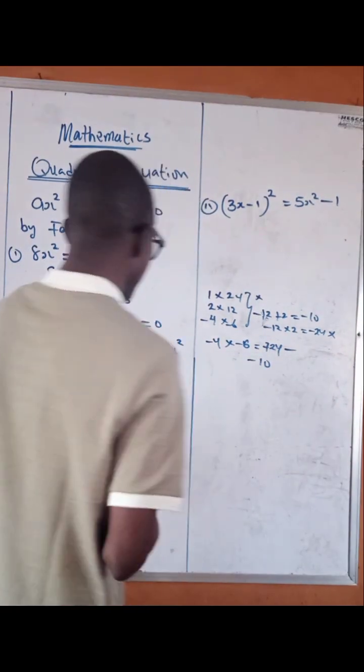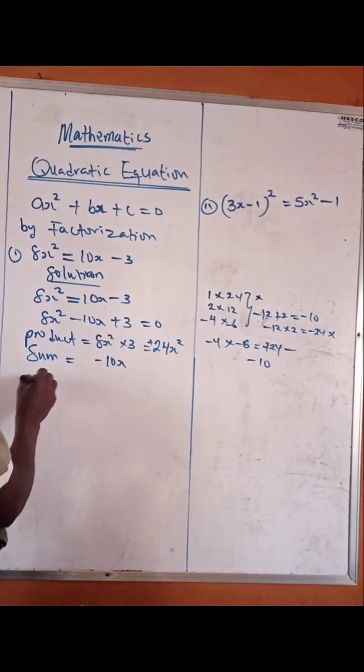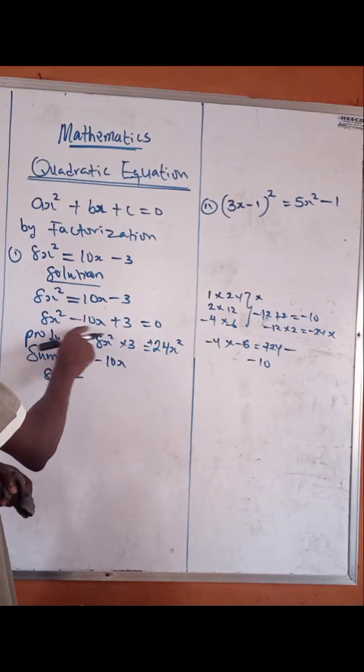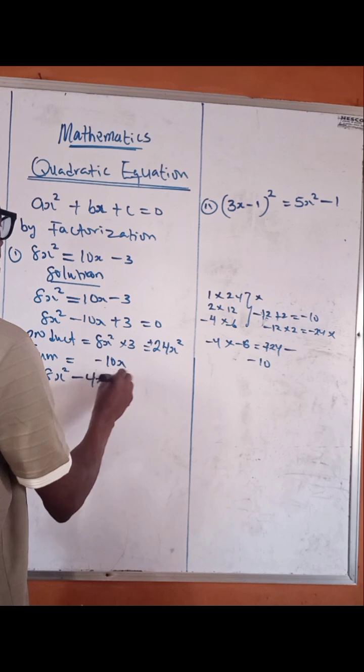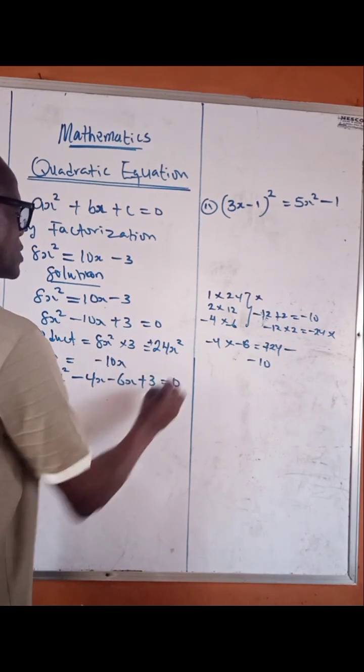Now, the two of them, you bring them to replace this 10. So we have 8x² minus, you are not writing minus 10 again, you are bringing these two, minus 4x minus 6x, then plus 3 equal to 0.